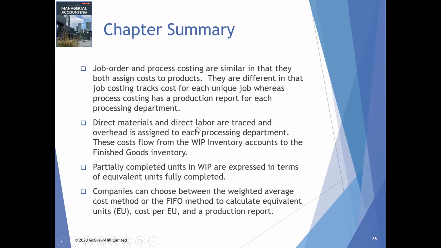Direct material and direct labor are traced and overhead is assigned to each processing department. These costs flow from the work in progress inventory to the finished goods inventory. Partially completed units in the work in progress are expressed in terms of equivalent units fully completed. So companies can choose between the weighted average method or the FIFO method to calculate the equivalent units (EU), cost per equivalent unit, and the production report.